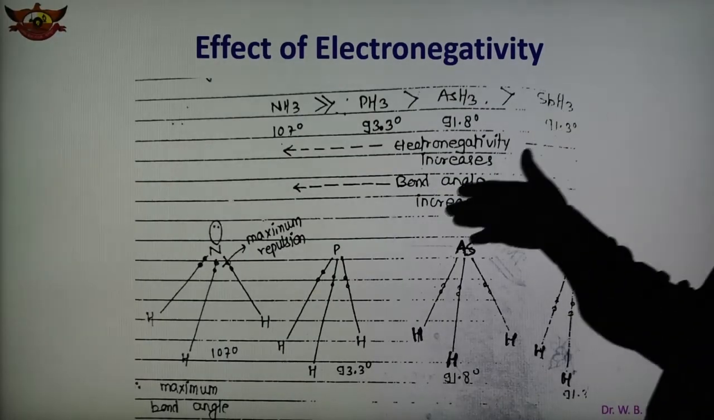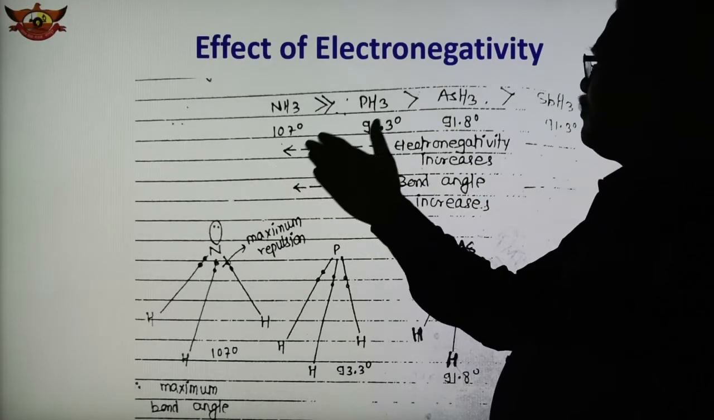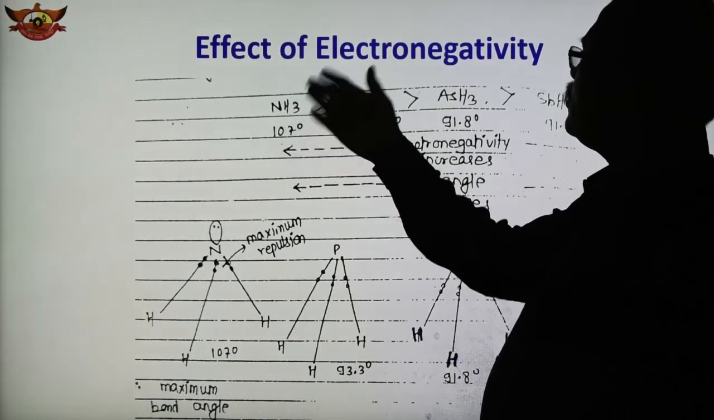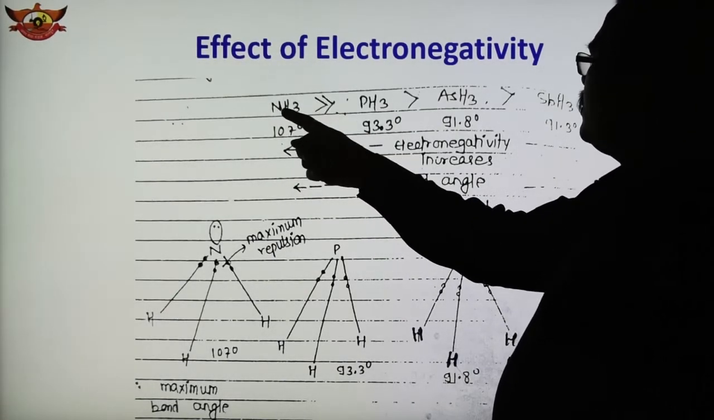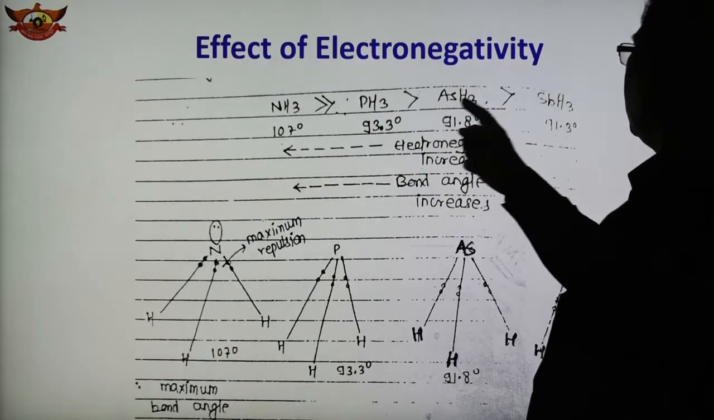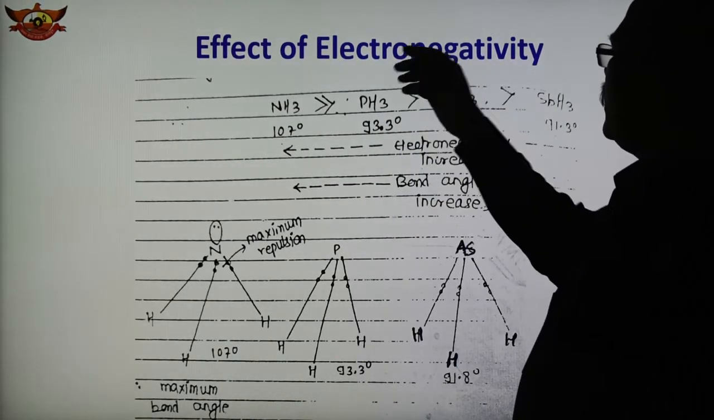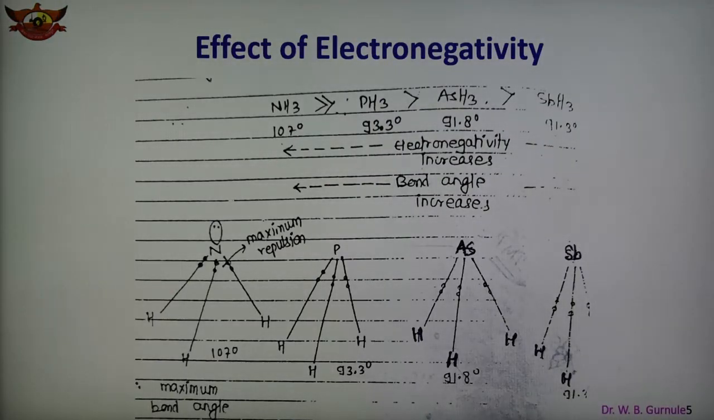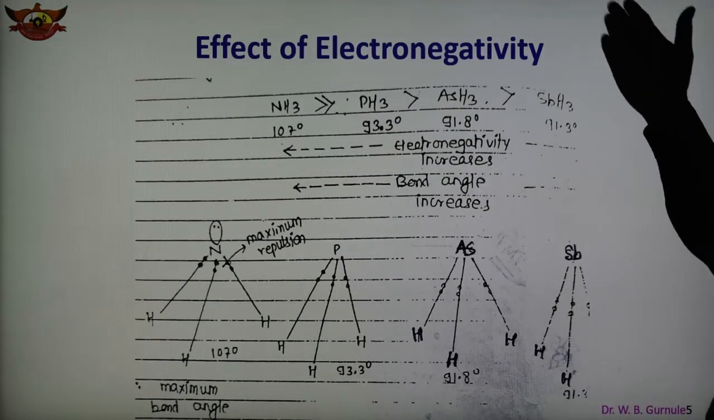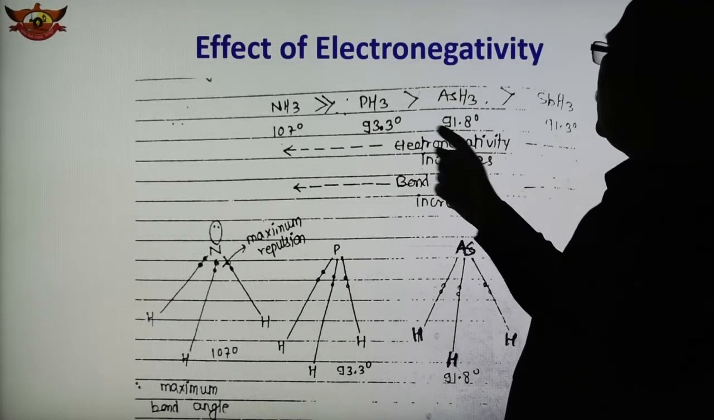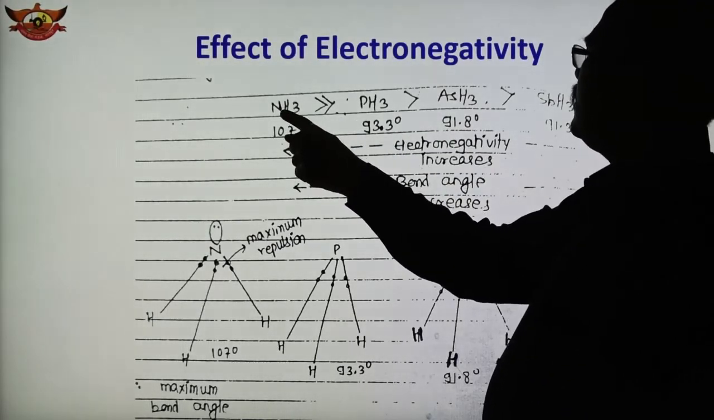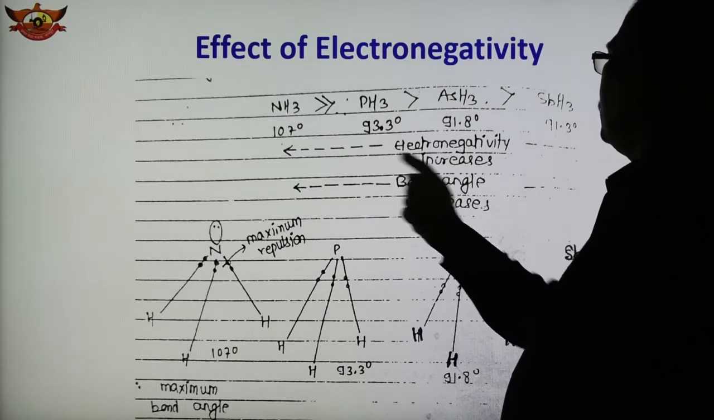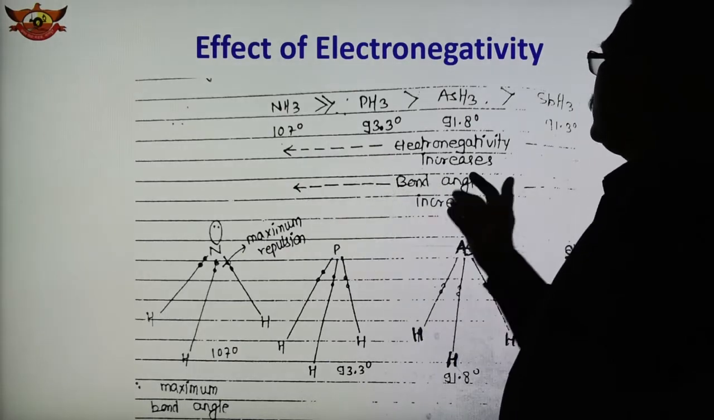Here, similar to the hydrides of oxygen and sulfur, is another group: NH3, where the central atom is nitrogen, then phosphorus, arsenic, antimony. This is another group, and the electronegativity of the central atom decreases as we go from nitrogen to antimony, from top to bottom in the group. So as the electronegativity increases, the bond angle also increases. This is the order shown here.